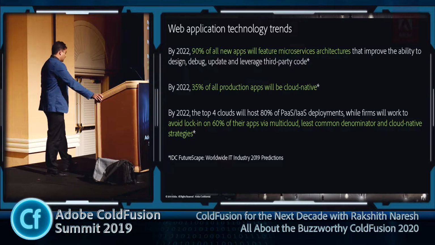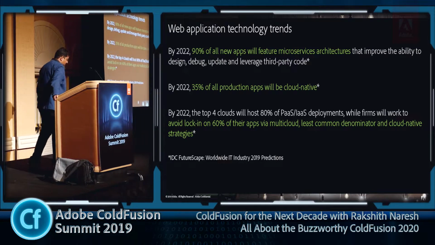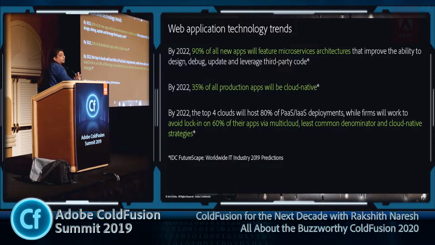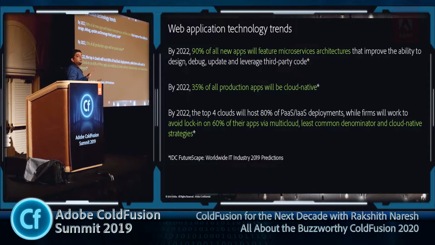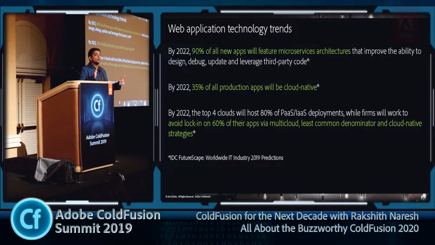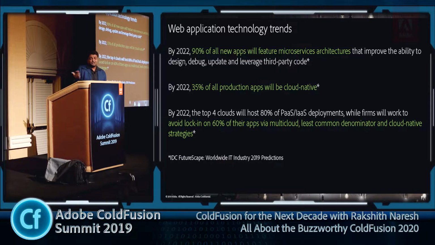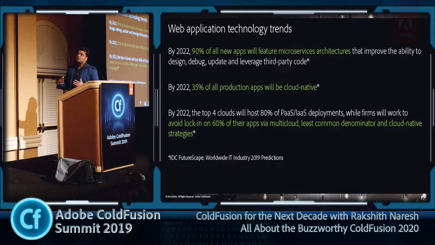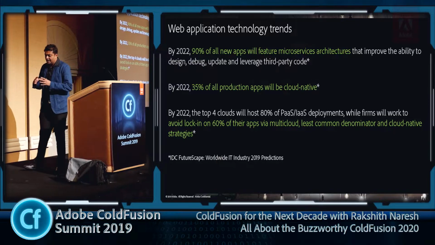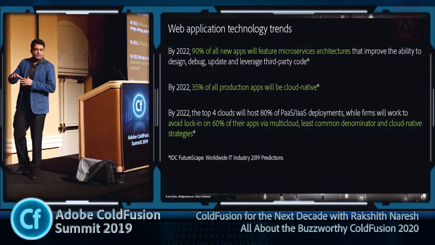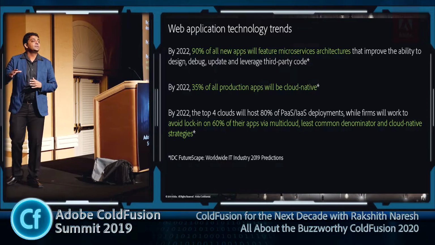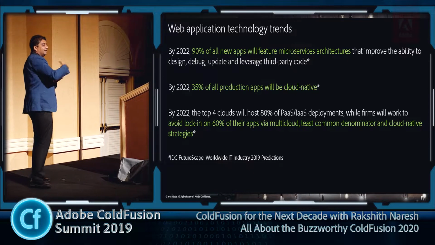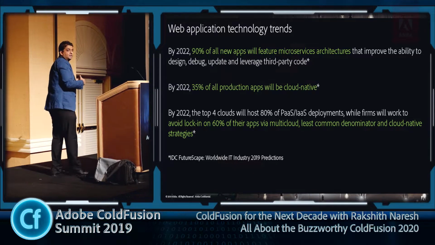By 2022, it's also expected that 35% of all the production apps, we're not talking about new apps here, all the production apps of the world will be cloud native. And this is just a couple of years away. So when I say cloud native, it is not just about applications being deployed in the cloud. They're actually leveraging cloud services. It's deployed, and it also leverages quite a few of those services as well.